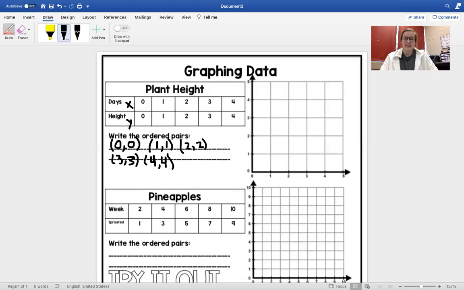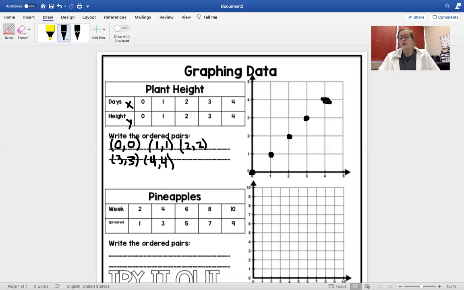And now if I'm graphing these, I will start at 0 on my X and go to 0 on my Y. So that's actually just at my origin of my graph. And then I have 1, 1. So that means I go to the right 1 and then I go up 1. And then I have 2, 2. So starting from the origin, I move along the x-axis to the right 2. And then I move up 2 along the y-axis. And then I will have 3, 3. And my last ordered pair is going to be 4, 4.